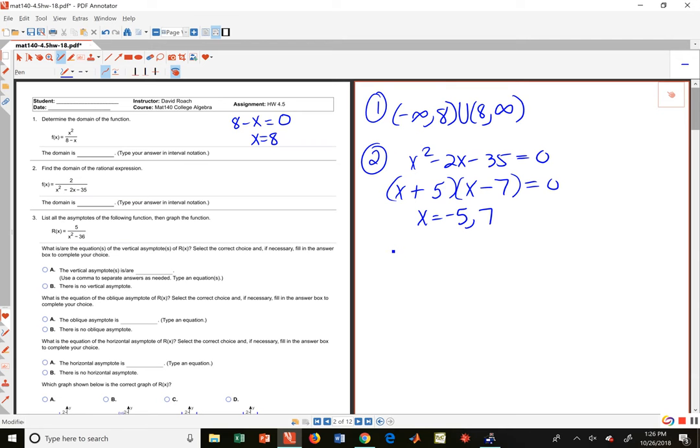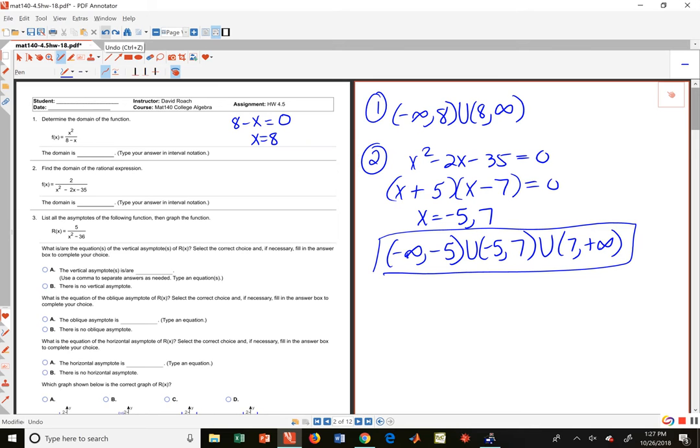So here's how you write it. You start at negative infinity, and you go all the way to minus 5. You put a parenthesis because you're going to leave it out. And then you go to 7. You put a parenthesis because you're going to leave it out. Union 7 to infinity. I don't think you usually put the plus there, but I think it would accept it either way. Anyway, there's number 2, and we are moving on.